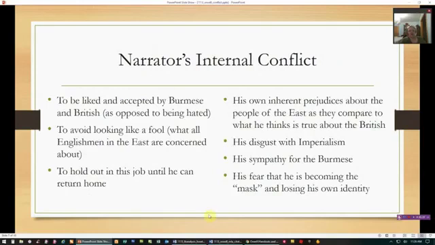Right, and so now let's look at the narrator. So we're going to look at first his internal conflict. You're going to see that one of the things that he wants is acceptance. He wants to be liked by his own people and the Burmese. He talks about that quite a lot.